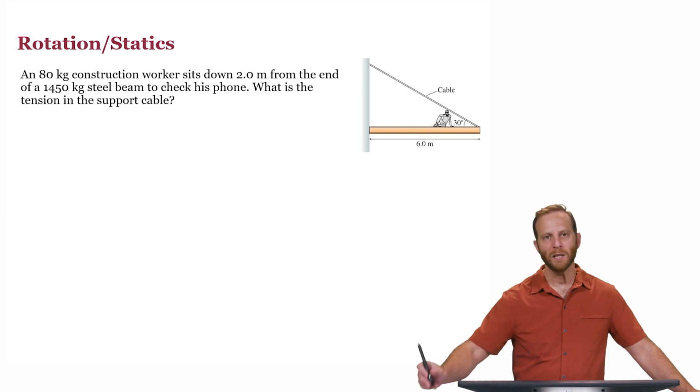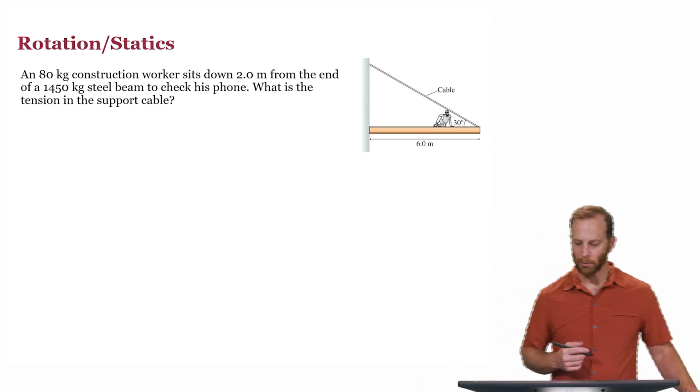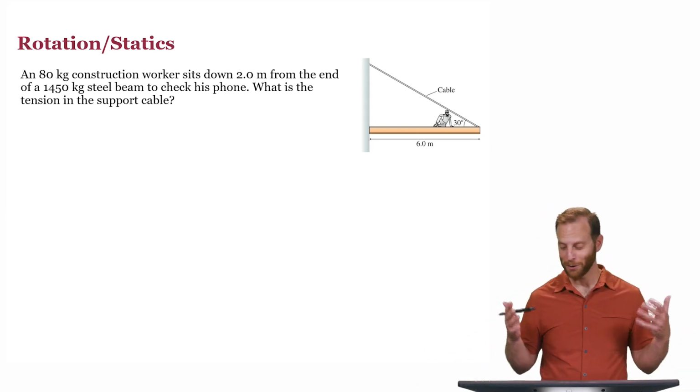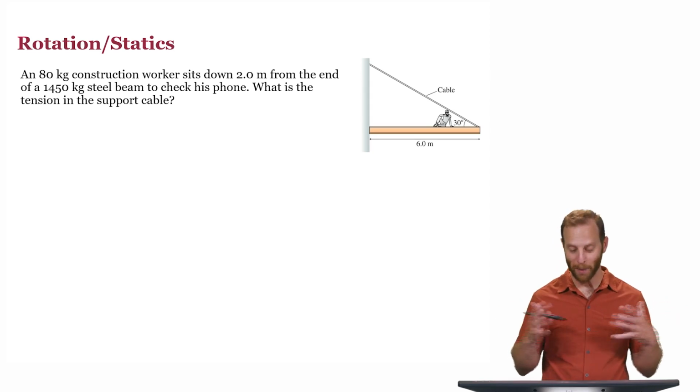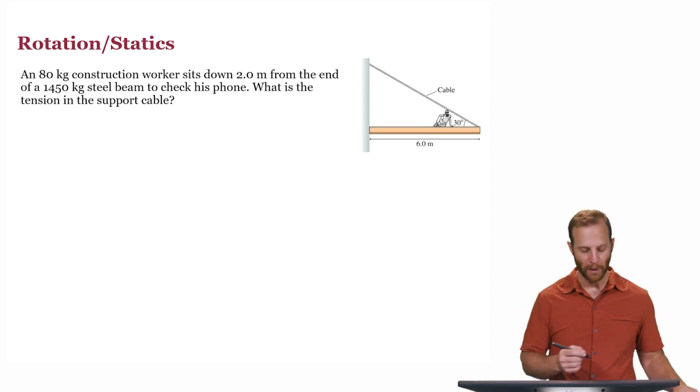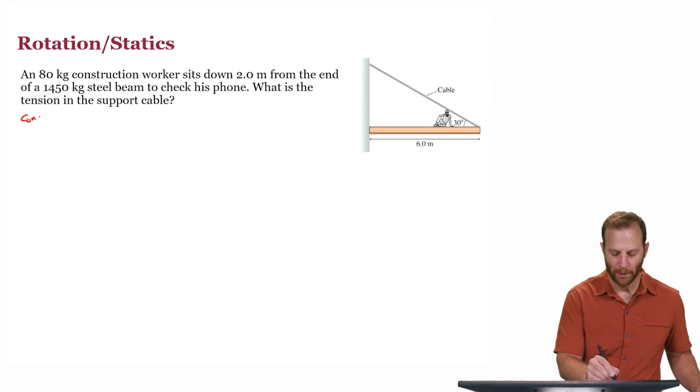So this is a static equilibrium problem. We can see, at least we hope, that the steel beam and the worker remain at rest and do not move. So the basic concept here is static equilibrium.